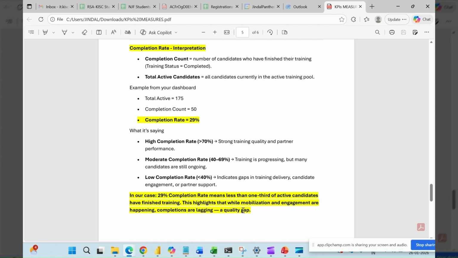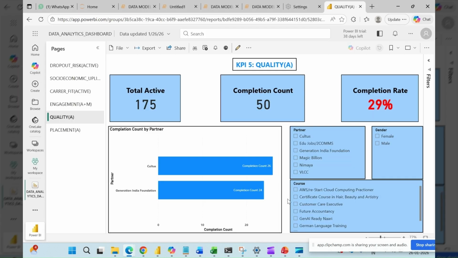So we can have a discussion with our faculty partners, that when conversion is happening, then why is completion not happening, what is the problem, and then we can analyze the factors as well. So this is a very, very important report to understand what's going on, what the quality of these courses is.